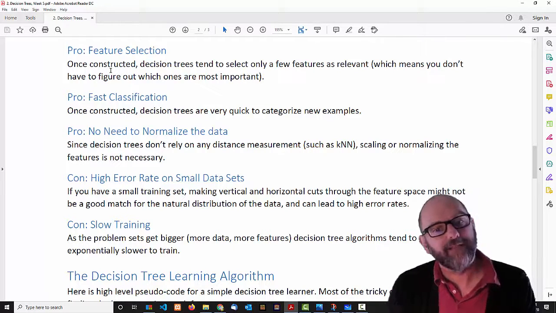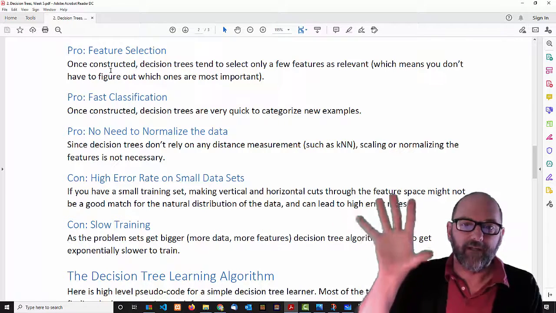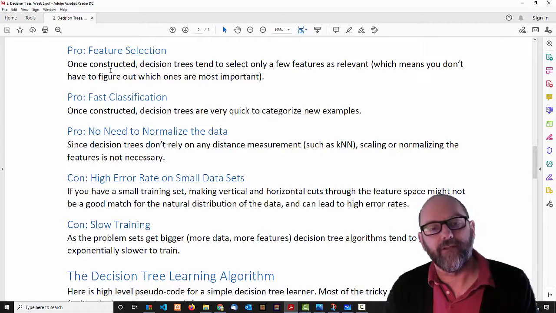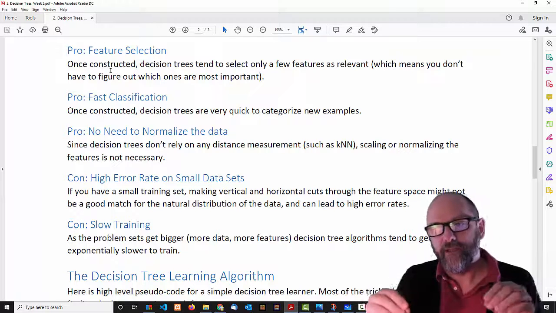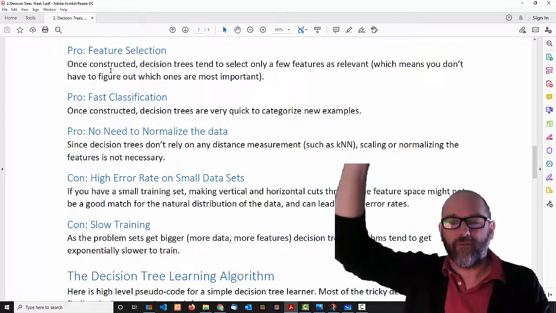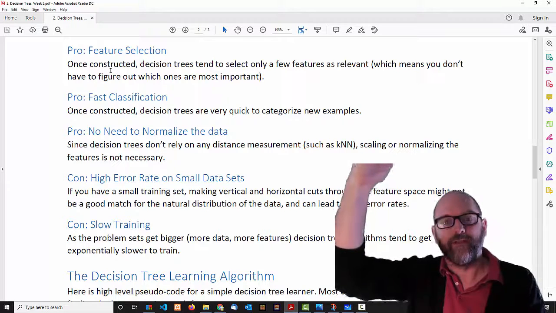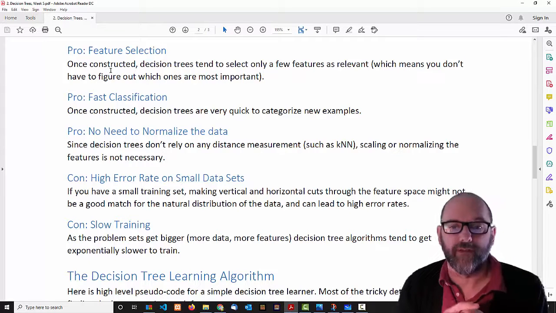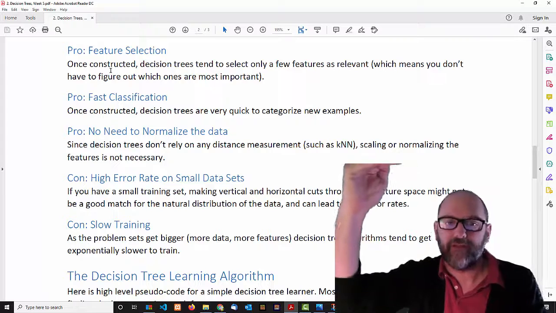The other pro, it's fast, very quick to categorize new examples. So once you've got your tree, it's super fast categorization. And you don't have to normalize the data like we did with k-nearest neighbor. With k-nearest neighbor, because of the distance calculation, if you had one feature that was scaled really wide compared to another one, the feature that had really high values is really going to skew your distance measurement, and it's going to essentially exaggerate the importance of that feature.